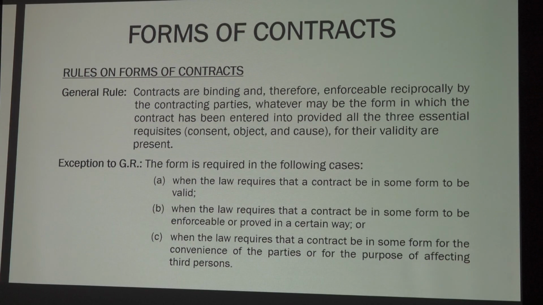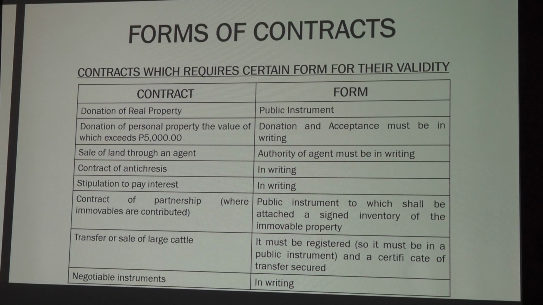A, when the law requires that a contract be in some form. B, when the law requires that a contract be in some form to be enforceable or proved in a certain way. You correlate that, class, doon sa group na magre-report about unenforceable contracts. Please take note, di ba? Statute of Frauds. When the law requires that a contract be in some form for the convenience of the parties or for the purpose of affecting third persons. Okay? So, ayan.